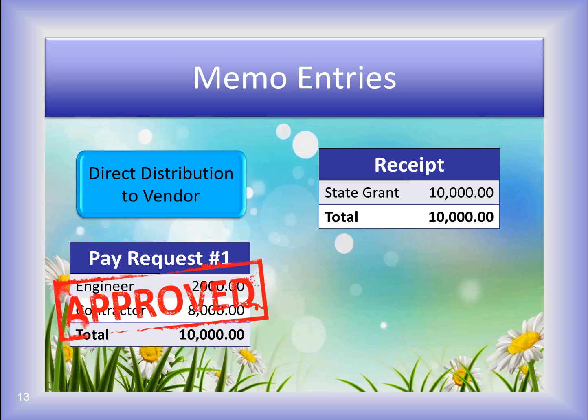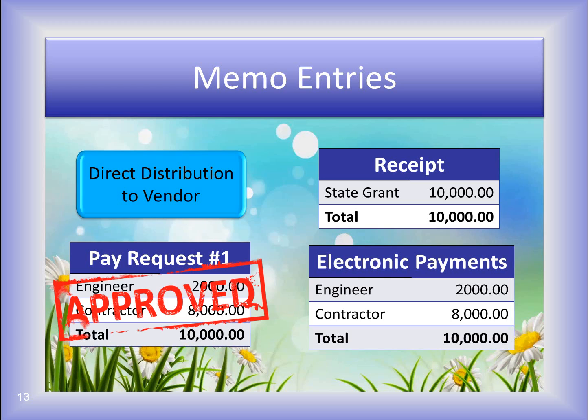A standard receipt for the full amount of the grant, $10,000, is posted. And then I post an electronic payment to the vendors. I'm posting a $2,000 electronic payment to my engineer and an $8,000 electronic payment to the contractor. The memo entries must exactly offset the receipt. So I have $10,000 in grant that was approved and $10,000 in electronic payments distributing that amount of the grant.